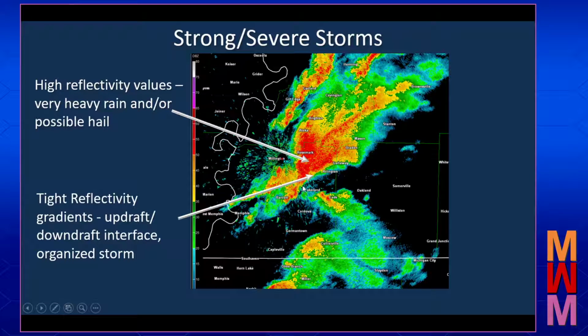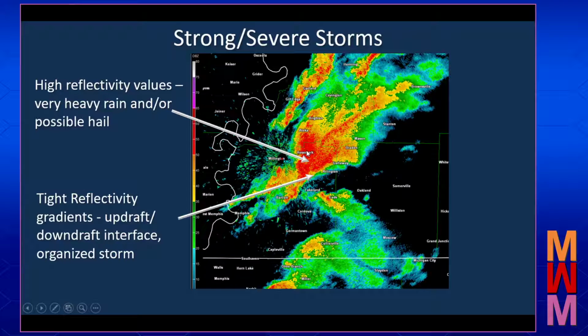Also, if we see a very tight reflectivity gradient, this will usually be on the south or the southeast flank of the storm, a very fast transition between no or very light return to very strong reflectivities, very high radar return over just maybe a couple of miles. That can suggest that the storm is very well organized, that we have a strong updraft and a strong downdraft next to each other with the storm.